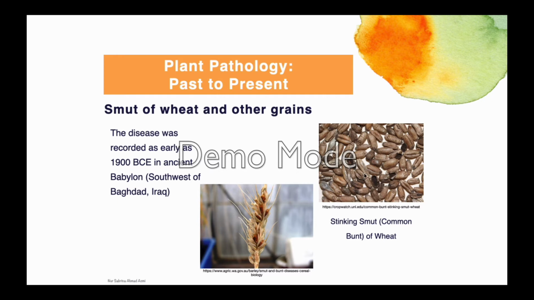However, there is also the rotten grain, like a smut. It is rotten and black in color. So this is the diseased grain of wheat. We call it stinking smut, or another name is common bunt of wheat. If you look at the wheat ear, you can see that several grains have been infected by the pathogens. You can see the coloration of the wheat is different compared to the healthy one.